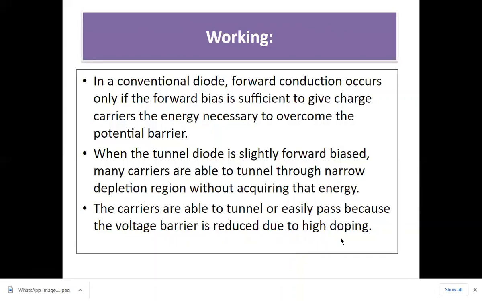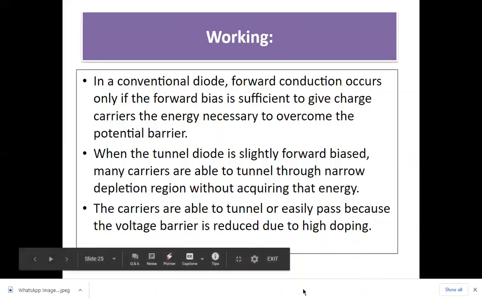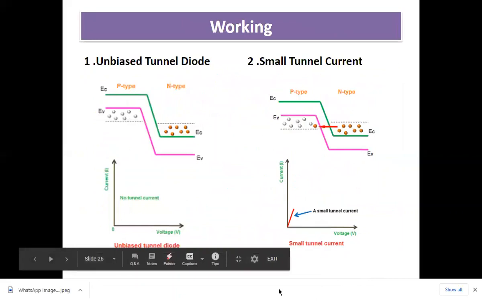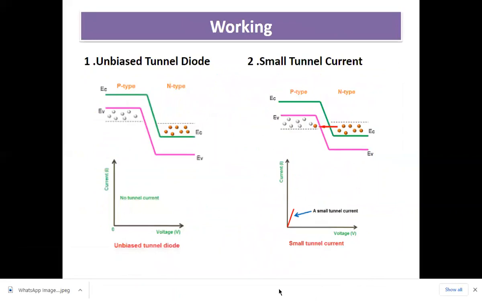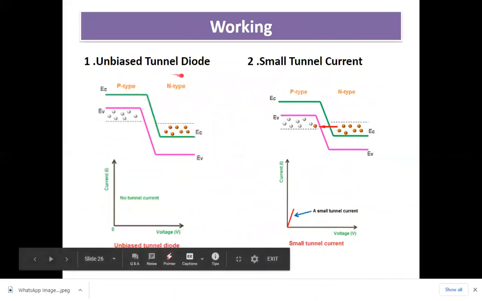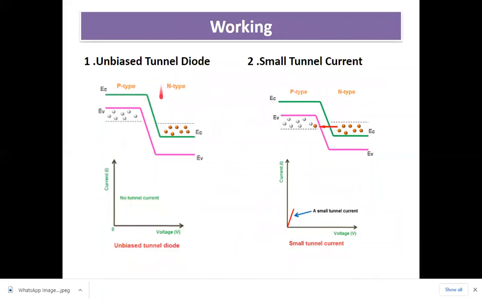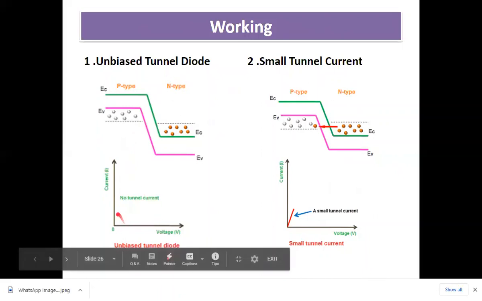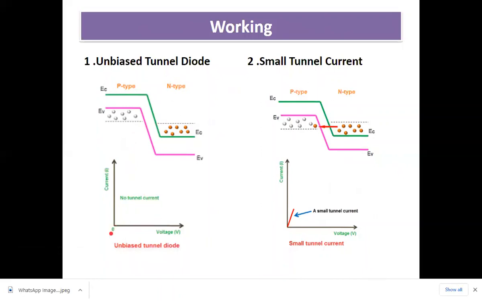Now we discuss its characteristics. In the first step, we see the unbiased tunnel diode diagram. When no voltage is applied to the tunnel diode, it is said to be an unbiased tunnel diode.